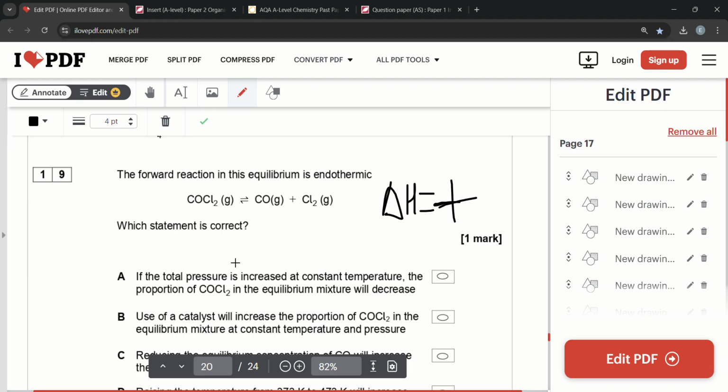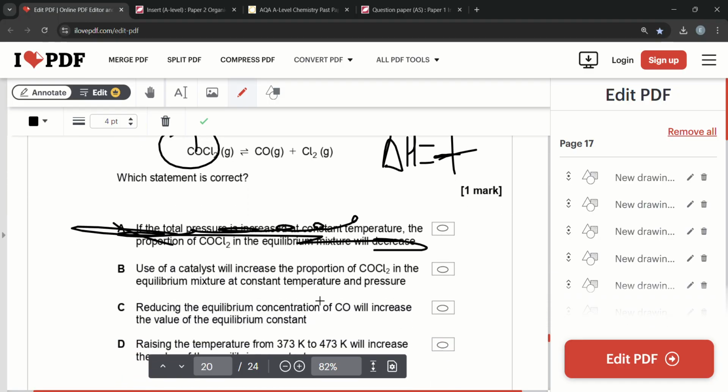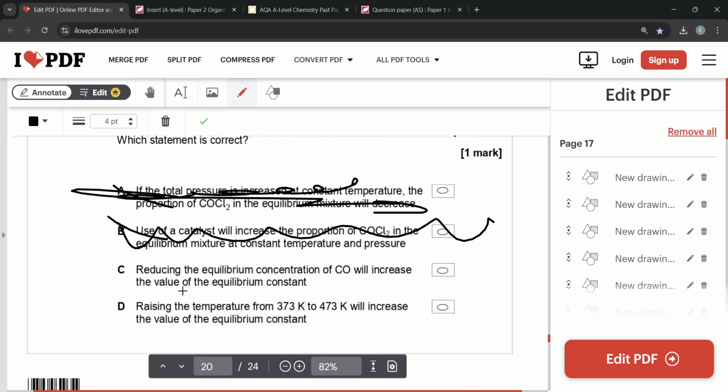No, if the total pressure is increased, it wants to decrease that by shifting to the side with fewer moles of gas. Yeah, so that means the proportion of CO2 will actually increase, it won't decrease. That's wrong. Use of a catalyst will increase the proportion of CO2 in the equilibrium mixture at constant temperature and pressure. No, a catalyst cannot affect the equilibrium yield.